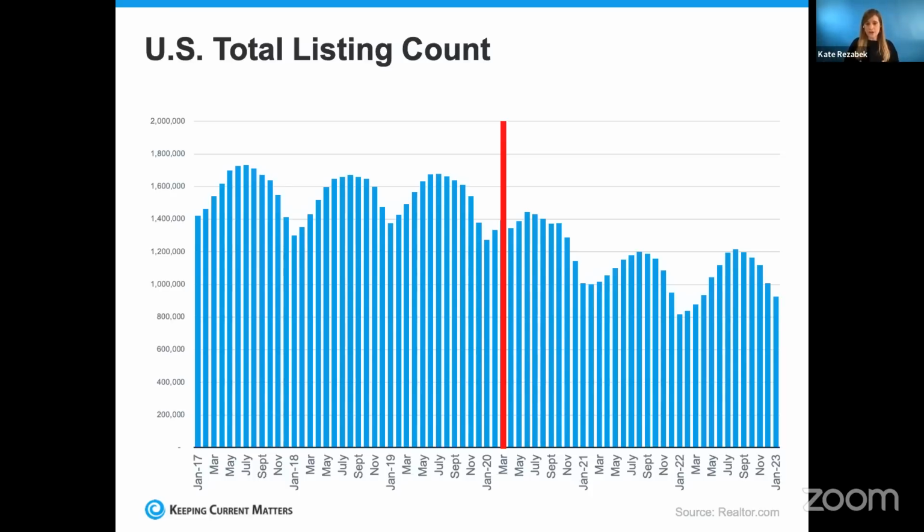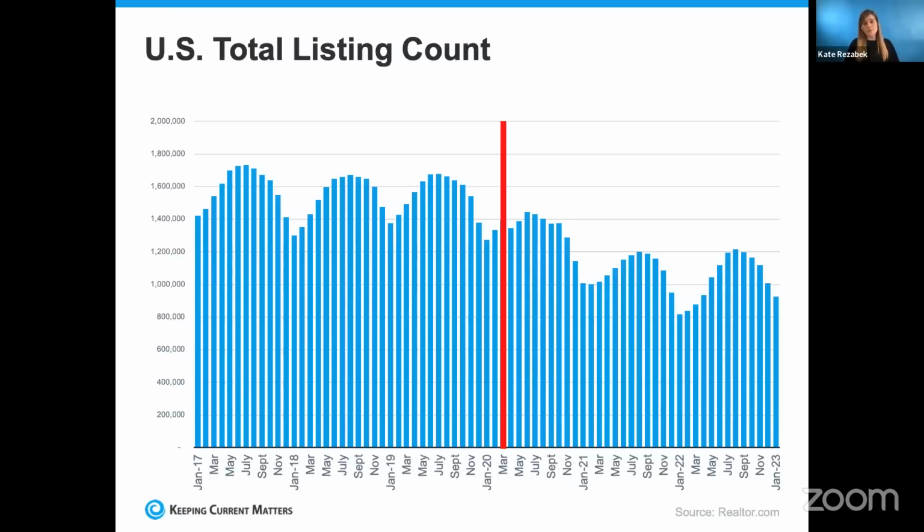Gyms were closed throughout the country. People needed to work out at home. They needed something different in a home. And that drove buyer activity up significantly. You've heard us tell this story so many times. At the same time, mortgage rates hit historic lows. And so when that happened, buyer activity really skyrocketed.